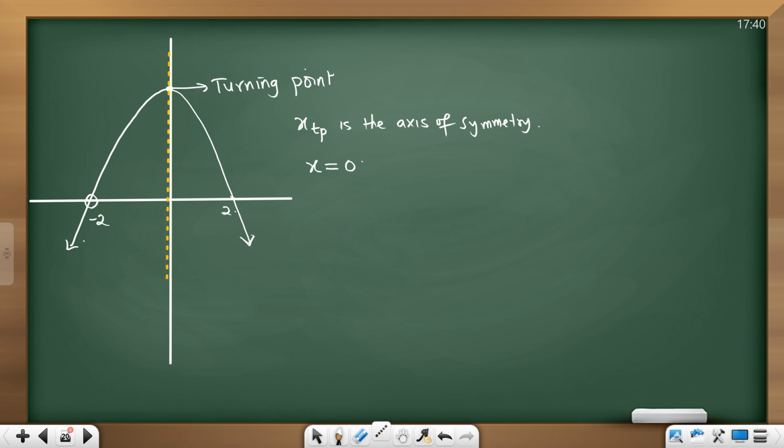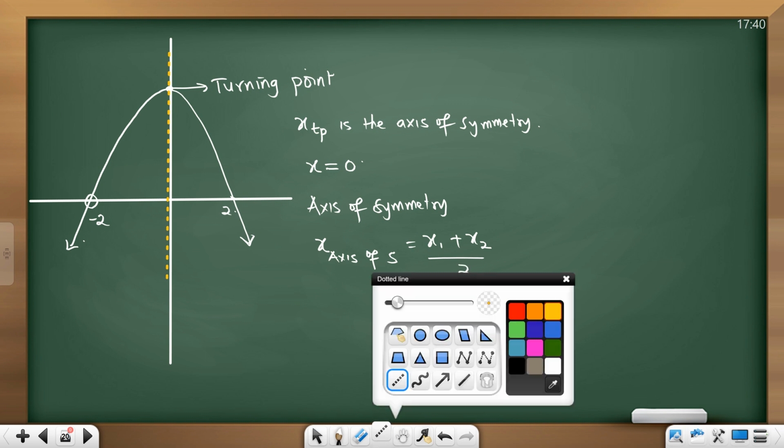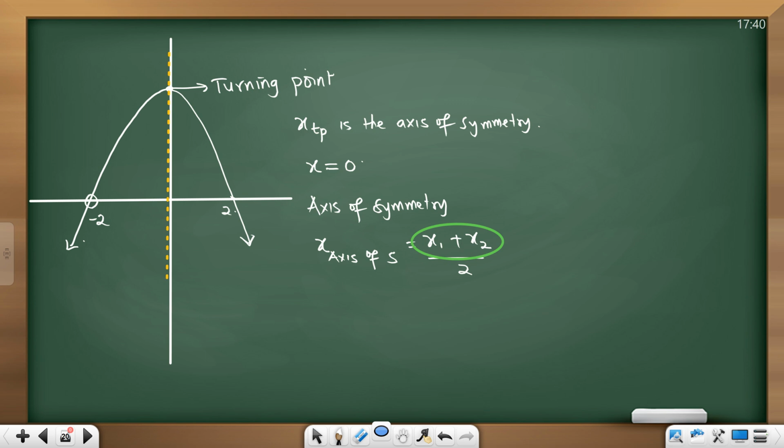But I want you to listen to what I'm going to show you now. I can also get that axis of symmetry again. They're going to trick you by saying the x axis of symmetry is (x1 plus x2) over 2. You need to write this down, where x1 and x2 are the x-intercepts.